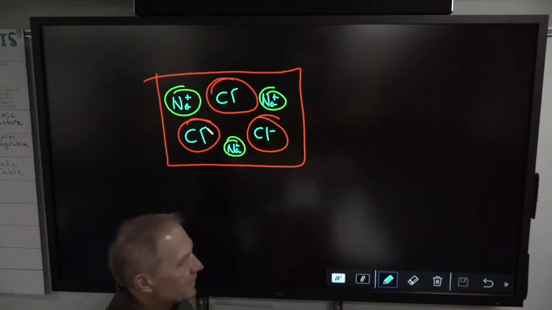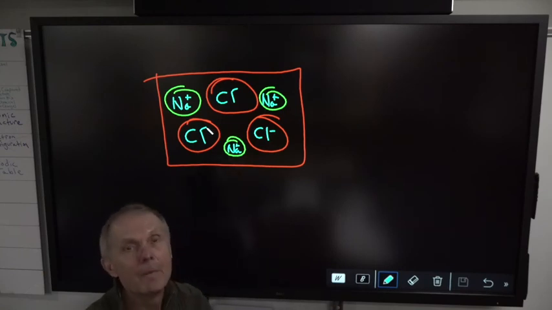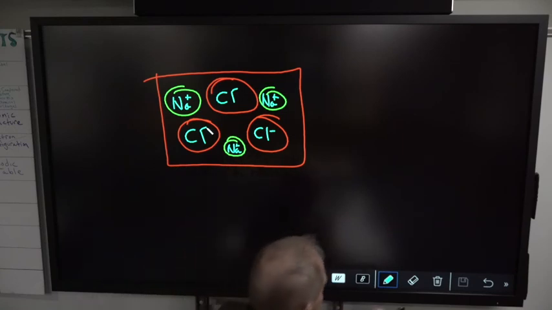Now, what you have to know about an ionic compound. Here we go. I'm going to do Roman numeral 1.